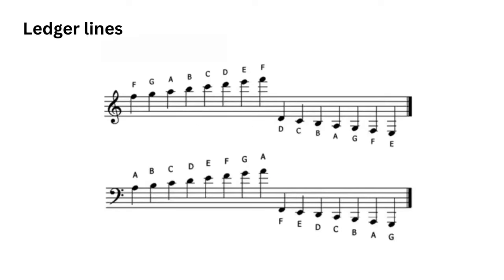At this point, let's talk about ledger lines. When notes are too high or too low to be notated on a staff, ledger lines are used to extend the staff.